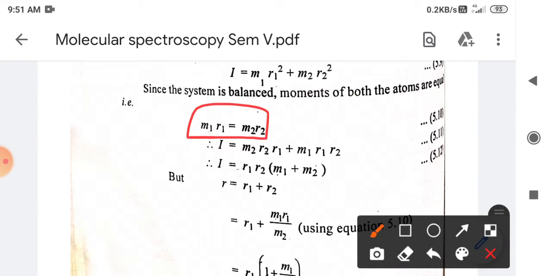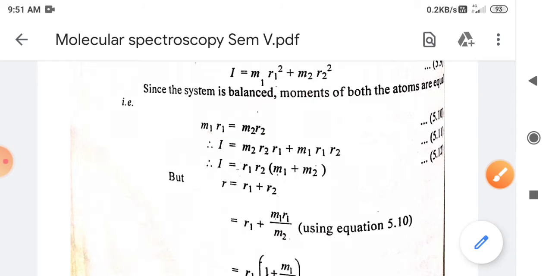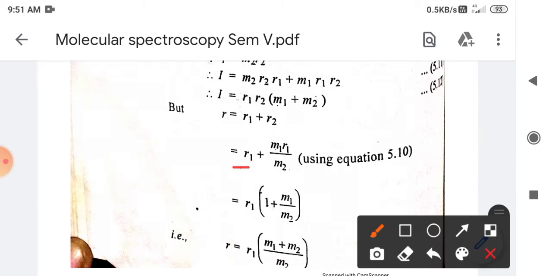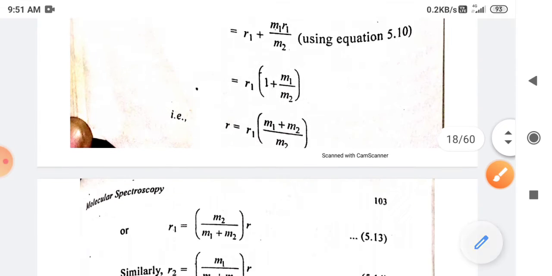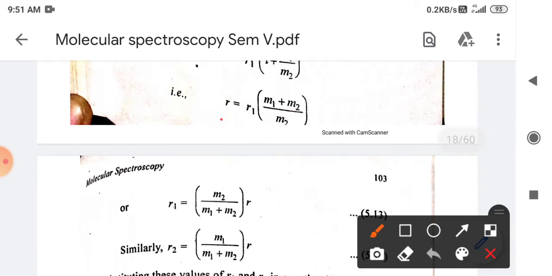Find the value for r1 and simply substitute here. So we get r1 plus m1 r1 upon m2, or r1 is common, taking it out we are left with only 1 plus m1 upon m2. So r comes out to be r1 into m1 plus m2. Similarly, we can say that this r1 is equal to what?